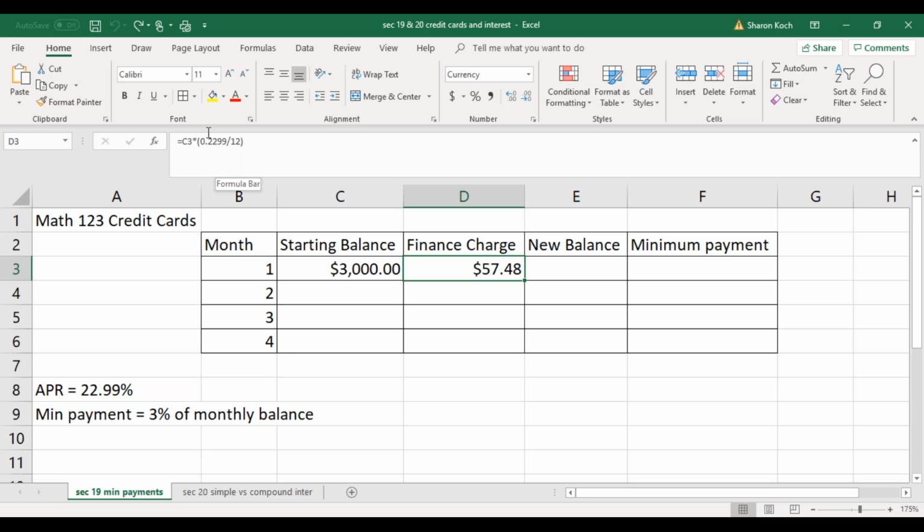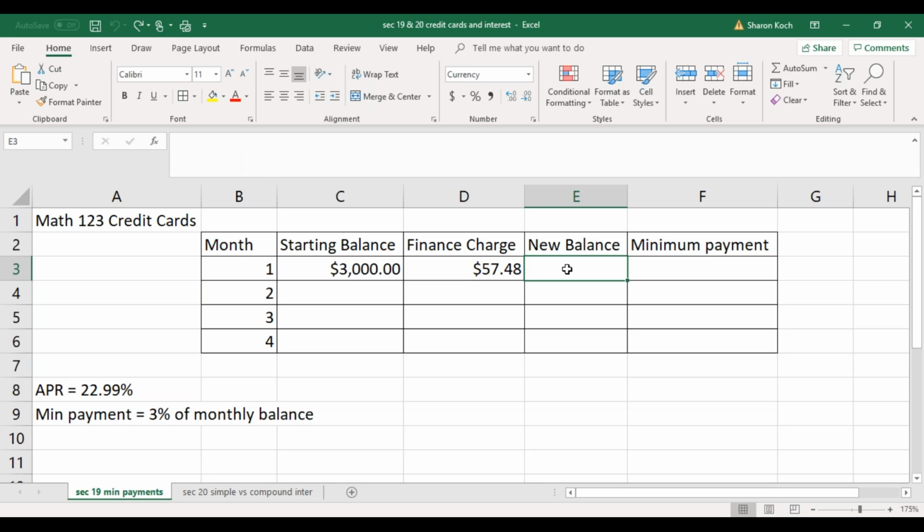So whatever number that is, then I'm going to multiply that by the number that I have in C3, which is my starting balance. So what I'm doing here is I use the cell location of the starting balance, and since that APR rate is going to remain the same at 22.99%, it was okay for me to put the actual number in there, because that's not going to be changing. So I am teaching Excel what to do here.